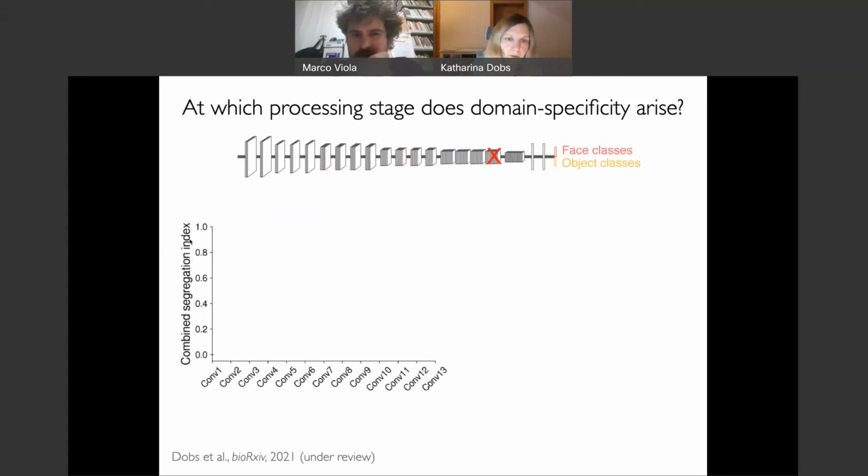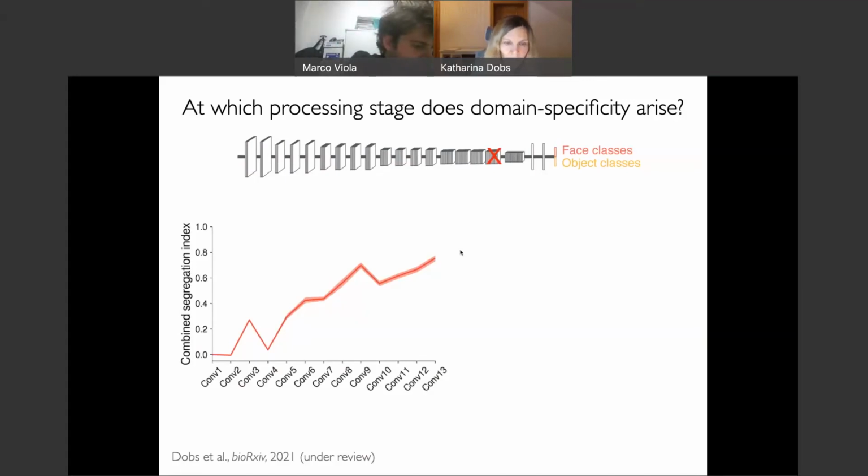This and compute the segregation index. And that's what I'm showing you now here. So what you see is that the segregation is very low in the early stages of the network and then constantly increases and is maximum at the latest stage in the system.